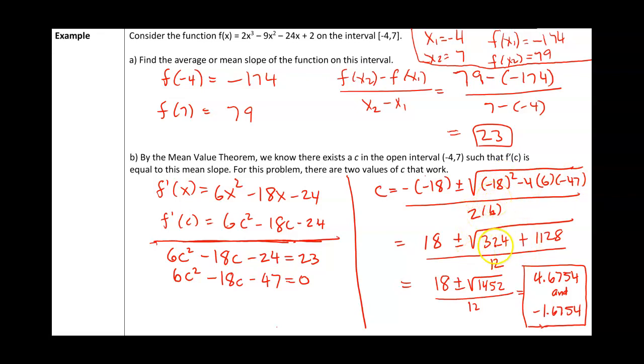If you simplify that, it gives you 18 plus or minus radical 1452 over 12. You plug this into a calculator, 18 plus radical 1452 over 12 and 18 minus radical 1452 over 12. It gives you 4.6754 and negative 1.6754. So those are the values of c at which the slope of the tangent line at c is going to equal 23. And that's it. That's our lesson.